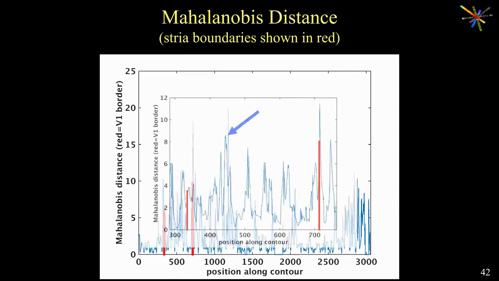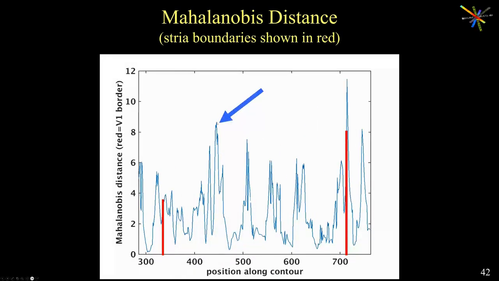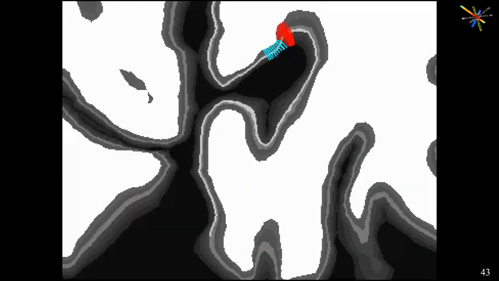We'll zoom in on this, and here's a peak that shouldn't occur. There is no boundary there. It's the middle of V1. There's no change in intensity anywhere. Why are we getting a peak? If we look at this spot, the peak occurs here. So it's this set of traversals and this set of traversals.